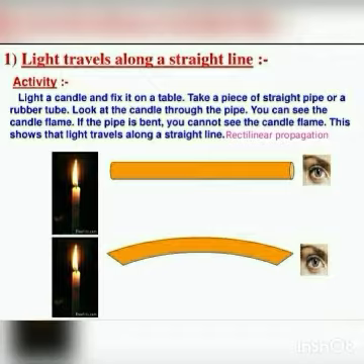Light is a form of energy. If there is no light, we are not able to see anything. We would be just like blind. So light is very important.